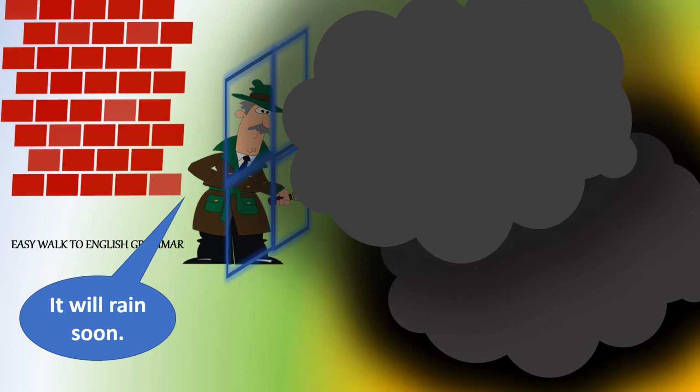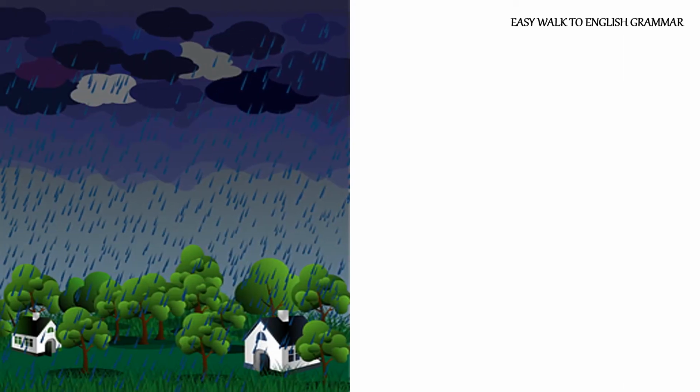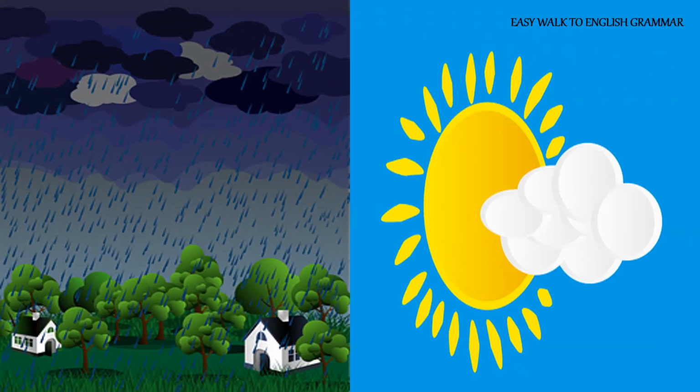He predicts it will rain soon because he saw the clouds and he now thinks that it will rain soon. After the man says that it will rain soon, when he saw the clouds, two things can possibly happen. What are they? It can either rain or the wind can take away the clouds and it can be a sunny day again.